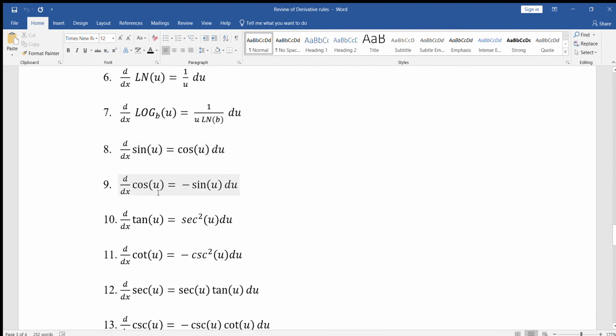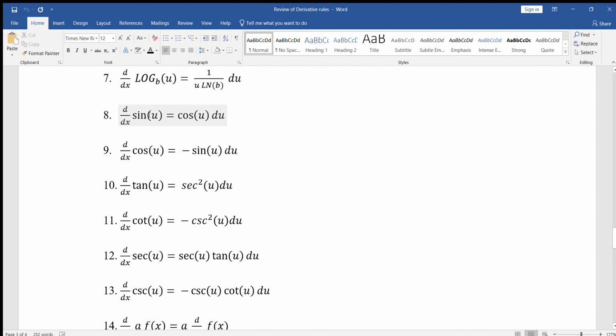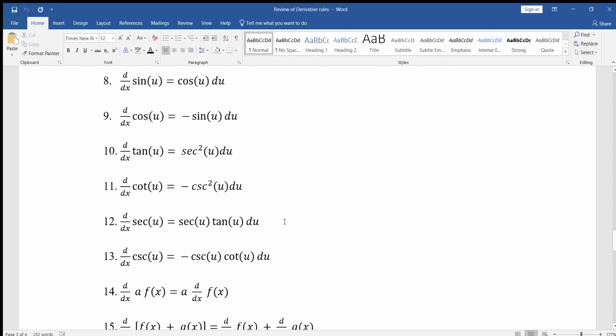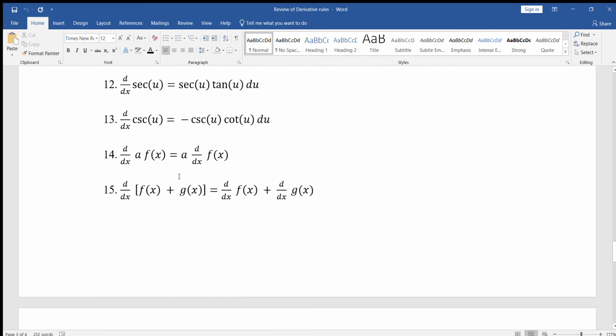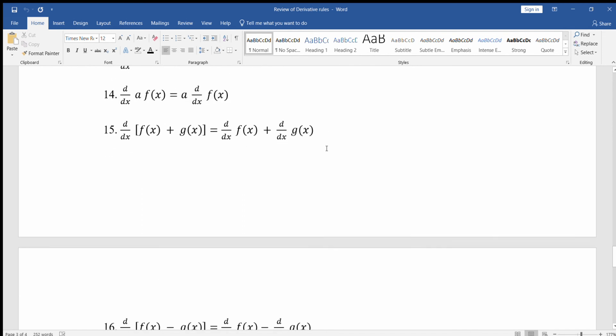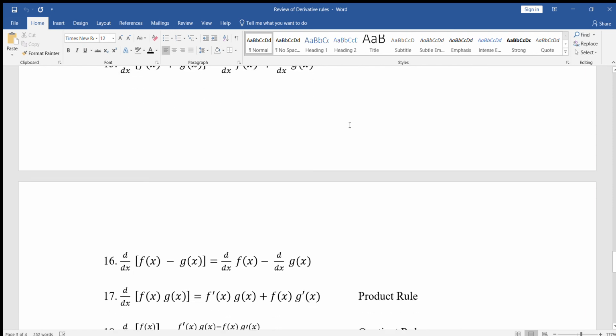Same thing for all of our trig functions. The derivative of sine of u is going to be cosine of u, and then times the derivative of what was inside the trig function. Same thing for cosine, tangent, cotangent, secant, cosecant, and so forth. These last few I did not write as a chain rule because those really don't change. But if there was a chain rule involved, you would have the derivative of the inside out in front of all the rest of it.